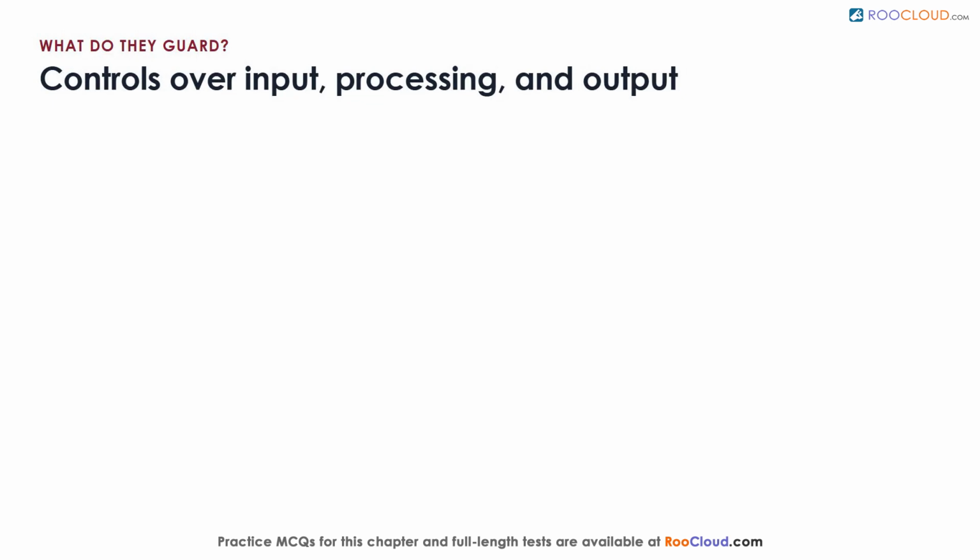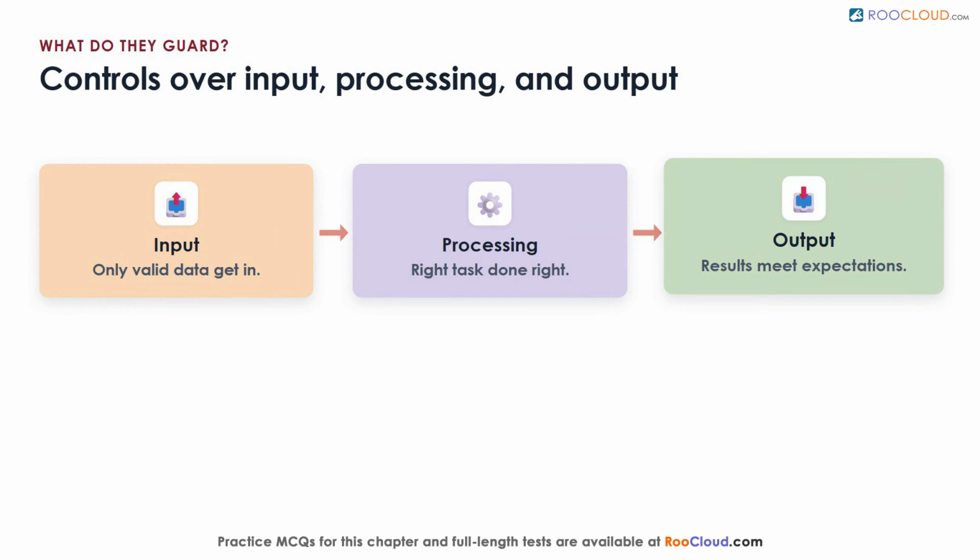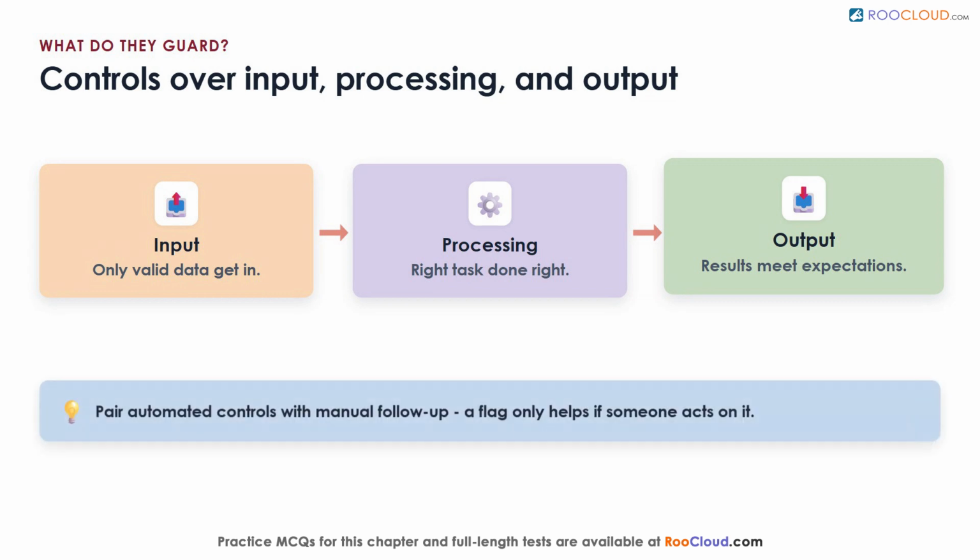What are application controls and what do they guard? They're the controls over input, processing, and output. They make sure only valid data get entered and updated. They confirm processing does the right task. And they check that results meet expectations. Together they deliver accuracy, completeness, and validity. One important habit: pair automated controls with manual follow-up on exceptions. A control that flags an error only helps if someone acts on it.